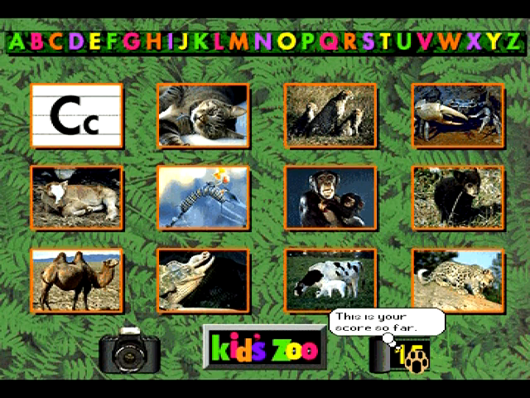This is your score so far. 15. Cub. Leopard. You're right. Click on the animal with a hump or two on its back. Camel. You're right. Click on the crawling insect that turns into a butterfly. Caterpillar. You're right. Click on the reptile that changes color. Chameleon.